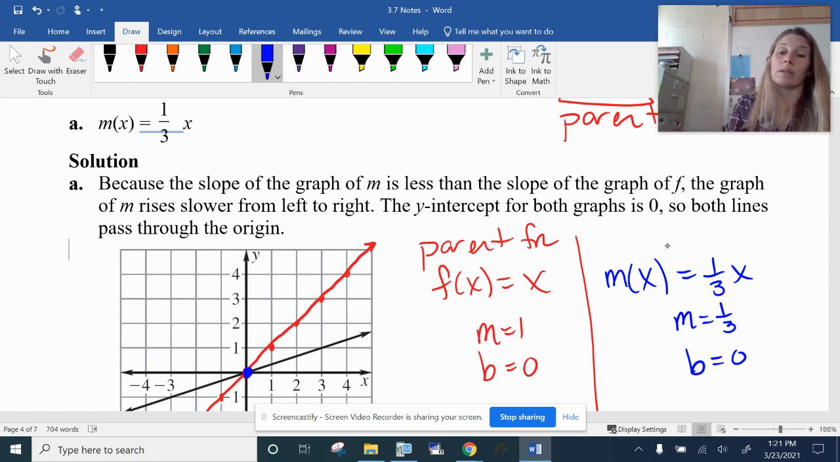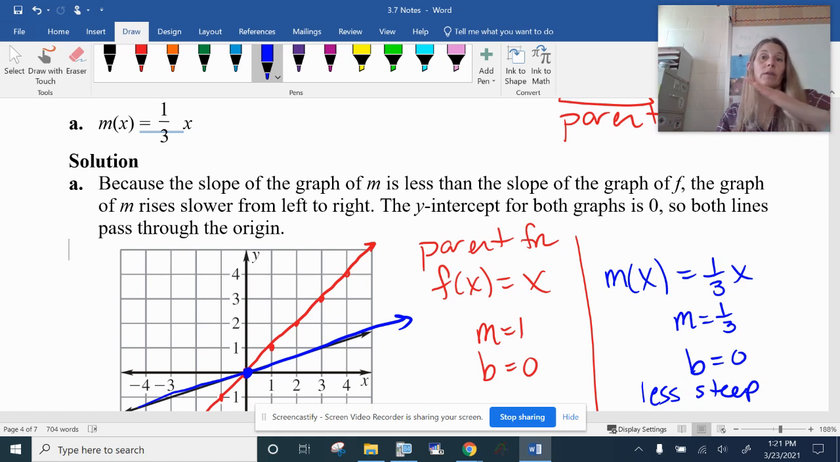So while they're both still positive, and still going through the same y-intercept, this one is not quite as steep, so we would say it's less steep than the parent function. You can see this one here in the blue is a little bit slower of an increase because it's only got a slope of 1/3 as opposed to the parent function, which has a slope of 1.